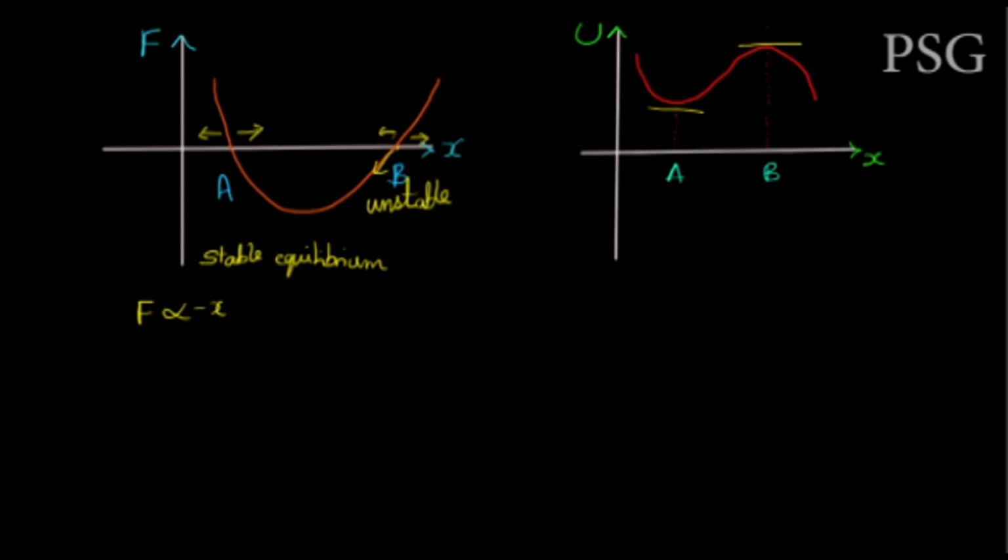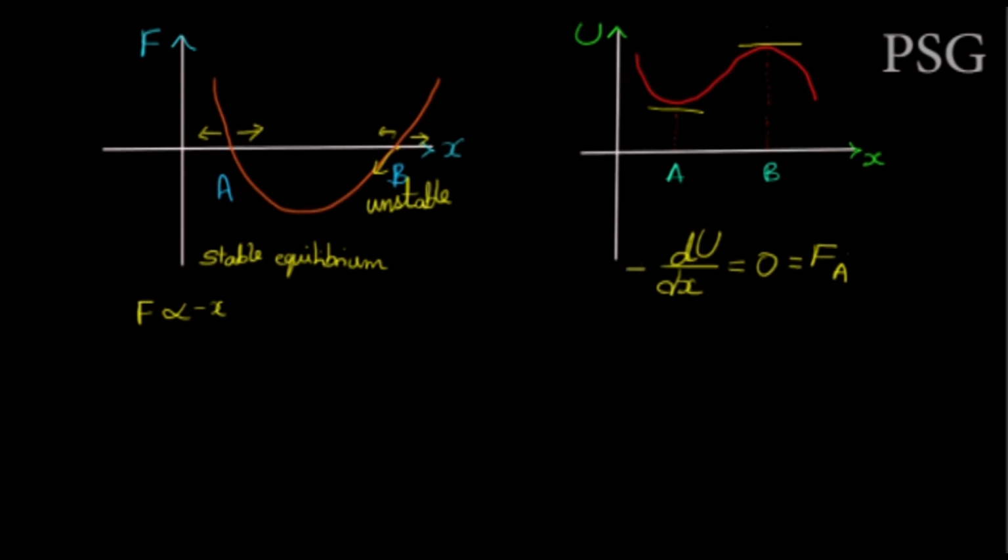Therefore, for stability, the condition is that du by dx is equal to 0, and that is what force is equal to 0. The force acting at point A at stable equilibrium is 0. This must be negative of du by dx, as this is a decreasing curve and becomes 0 at this point, whereas this will be positive du by dx, but that is an unstable point.